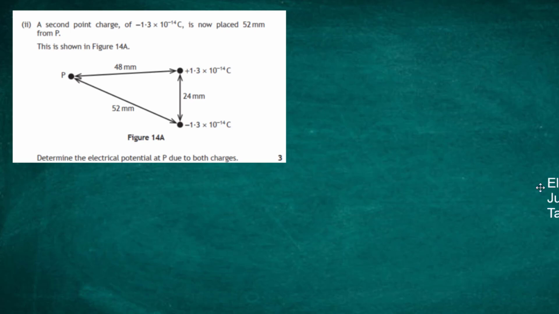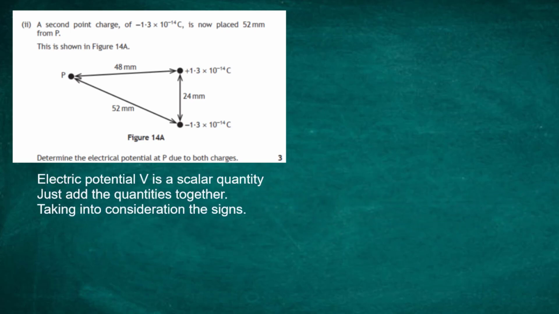Well, we know this important fact: the electrical potential V is a scalar quantity. So we just add the quantities together at a point to get the overall potential, and we've got to take into consideration the signs of the potential. In the previous part of the question, we found that the potential at point P due to the plus charge was 2.4 times 10 to minus 3 volts. So all we have to do is work out the second contribution, V minus, as we'll call it, which is due to the negative charge.